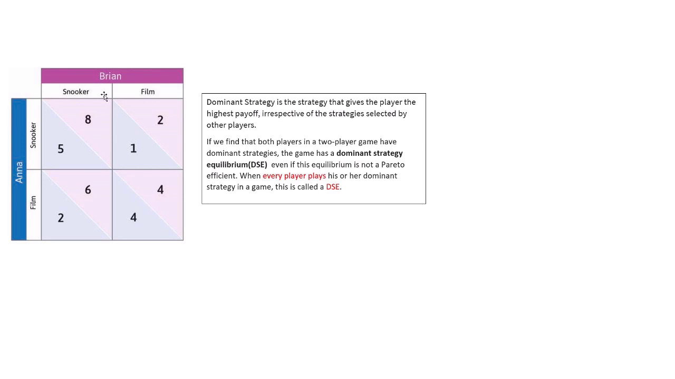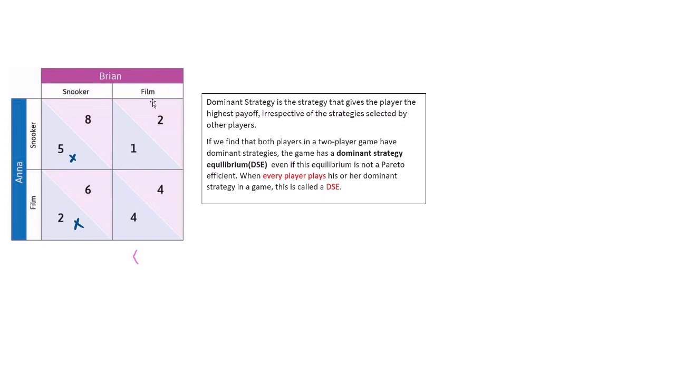So let's look at this table. If you want to determine if there's a dominant strategy, let's say for Brian. If Brian watches snooker, what can Anna watch? Anna can either watch snooker too, or Anna can choose to watch a film. In this case, Anna is worse off; her happiness level is 5. So this is not a dominant strategy. This is also not a dominant strategy. So Anna doesn't have a dominant strategy for now.